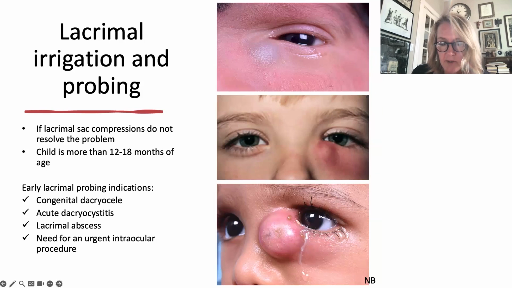The middle picture shows a child who's developed dacryocystitis with a little bit of cellulitis infection in this lacrimal sac, and he appears a little bit older, so he has had a while for bacteria to grow. And then the lower picture shows a more significant lacrimal abscess. So these patients all deserve intervention. Next.